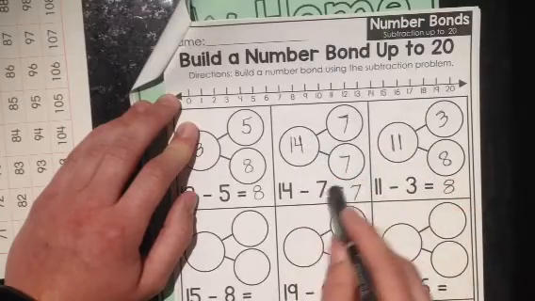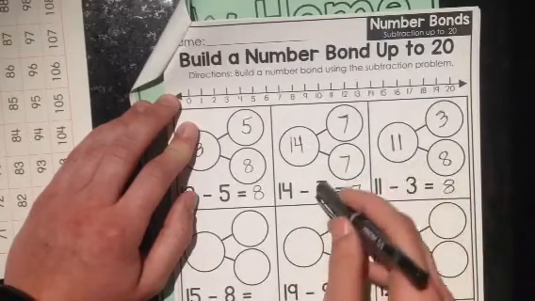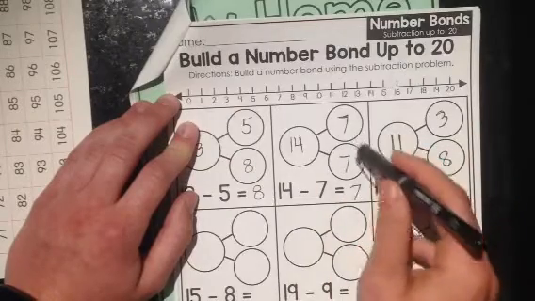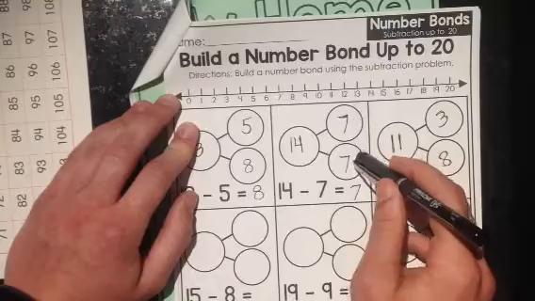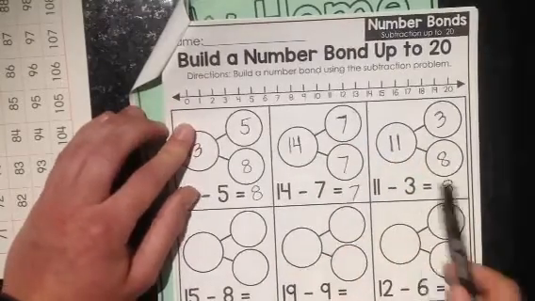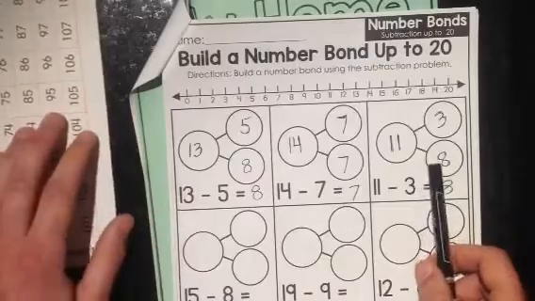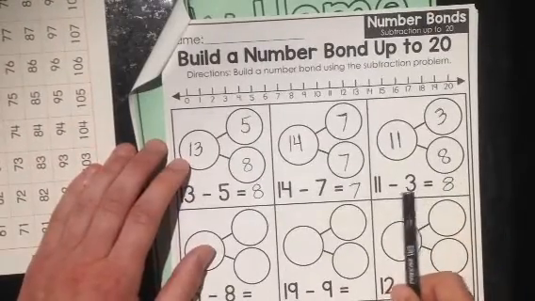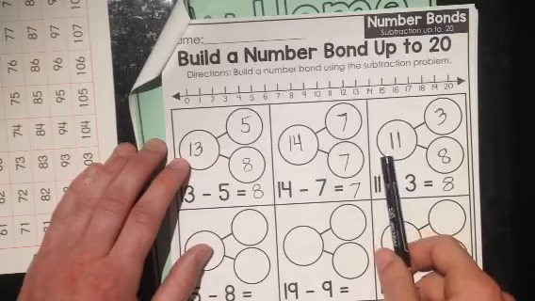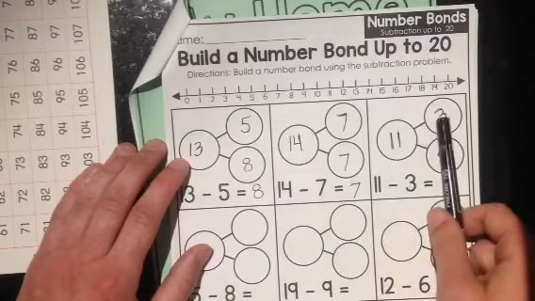Or again, look, turnaround fact. Well, we just have 7, so 14 minus 7. Think about our addition. 7 plus 7 equals 14, and it all checks out. So the last one I have for you as an example is 11 minus 3. 11 is our biggest number. That's what we want to take away from. We're going to do 11 minus 3.